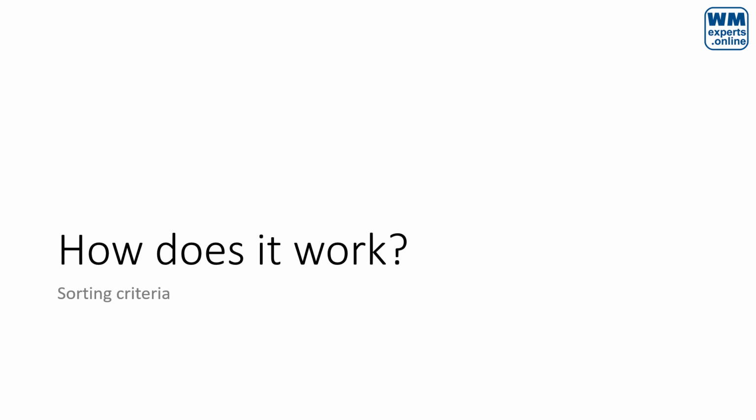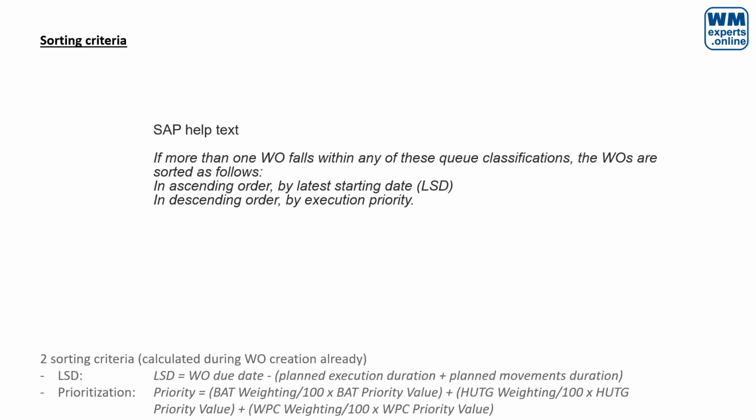Let us start with answering the question how the sorting works technically, and for this purpose we have a quick look into the SAP help text before we look into the coding. And SAP says that if more than one warehouse order falls within one of these queue classifications, the warehouse orders are sorted as follows: in ascending order by latest starting date, in descending order by execution priority. So we have two sorting criteria here. That's at least how it looks like based on the SAP help.